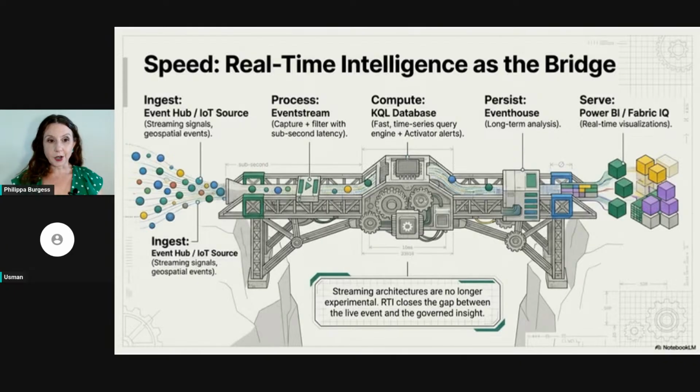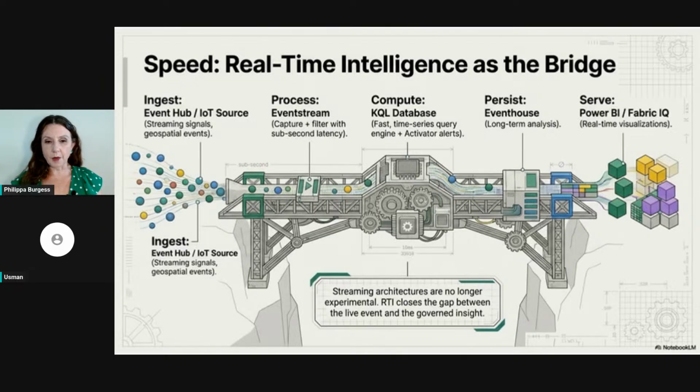So back to our talk here, we're at speed. Real-time intelligence is the bridge. You can ingest Event Hub and IoT sources, so streaming signals and geospatial events. And that ingest of the Event Hub then goes into a process.